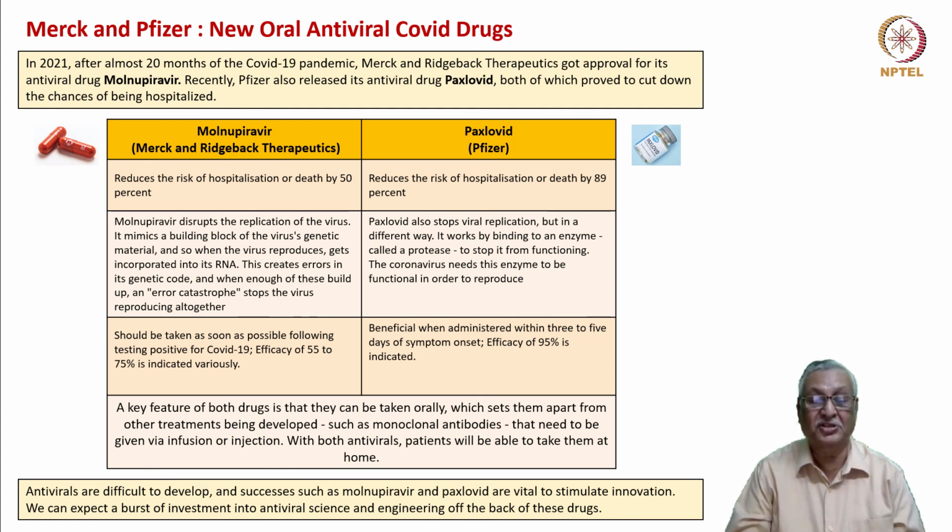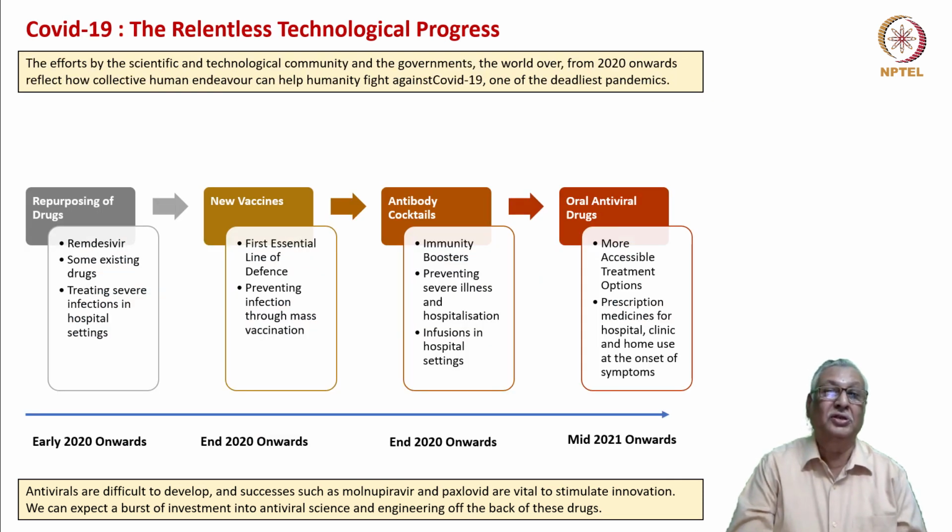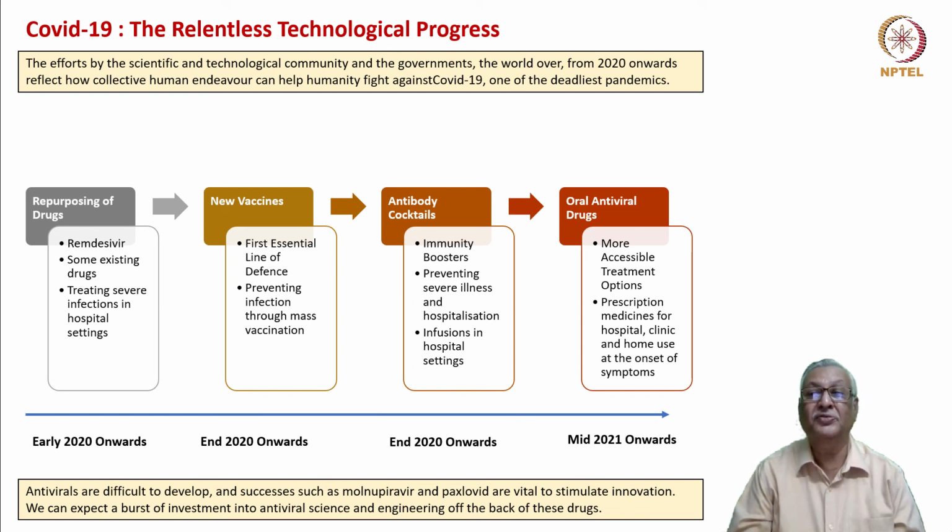Antivirals are difficult to develop, and successes such as the ones which I have highlighted are vital to stimulate innovation. We can expect a burst of investment into antiviral science and engineering off the back of these drugs. COVID virus, as World Health Organization says, is not the last of viruses which mankind may have to face. There will be more viruses in future as well. So continued investments in science and technology should be part of the strategy of any big corporation, and should also be the strategy of any brilliant startup which is set to make its imprint in the pharmaceutical space. The relentless technological progress is reflective of the combination of strategy and technology. The efforts by the scientific and technological community and the governments the world over from 2020 onwards reflect how collective human endeavor can help humanity fight against COVID-19, one of the deadliest pandemics.